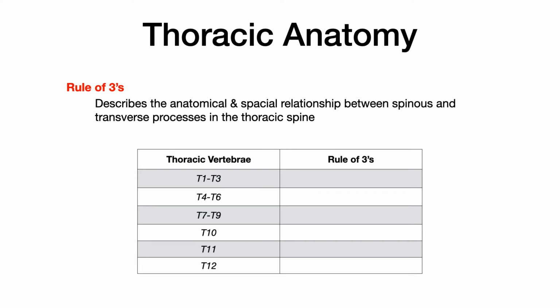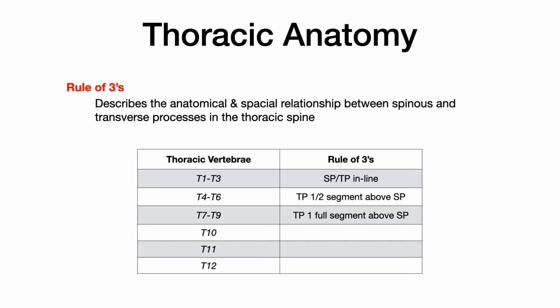So let's separate them now. We'll have T1 to T3, T4 to T6, T7 to T9, and then T10, 11, and 12, each as their own special rule. So let's fill in the first three rules of the rule of threes. From T1 to T3, the spinous process and the transverse process are in the same horizontal plane. So same line, nothing to know.